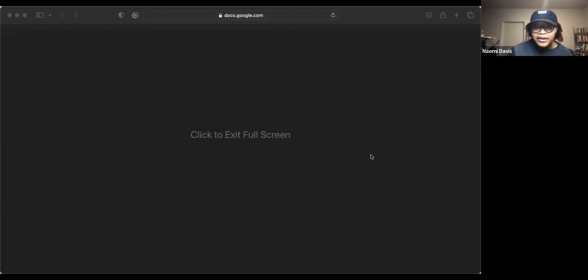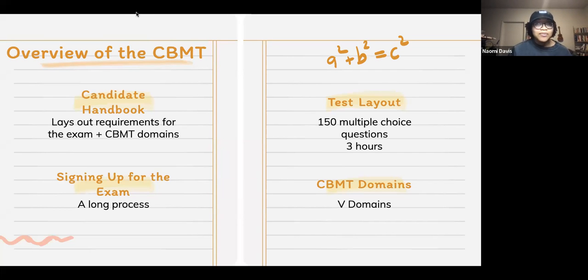The candidate handbook and the CBMT website give a really comprehensive view of what is required when it comes to this exam, some things to keep in mind, where to start when it comes to signing up for the exam, the domains, how to seek out accommodations if you need them, as well as the CBMT bibliography. So it has the reference list of all of the resources that the test writers used essentially to write the test.